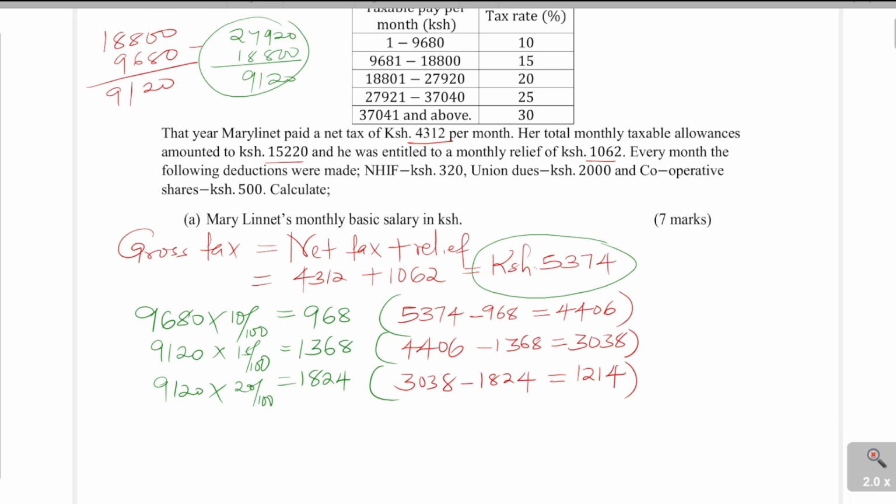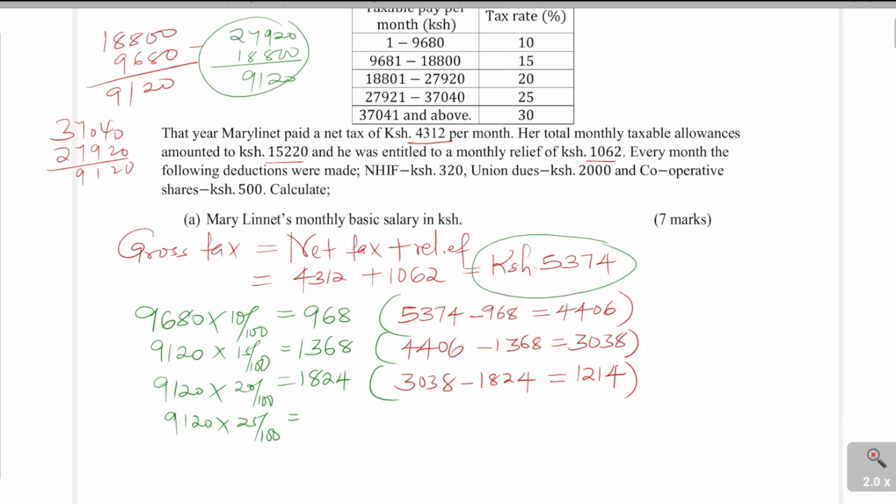So let's see whether 1214 will be enough for the other slab. The size of the other slab is 37040 subtract 27920. So this is still the same, 9120. The rate there is 25%.